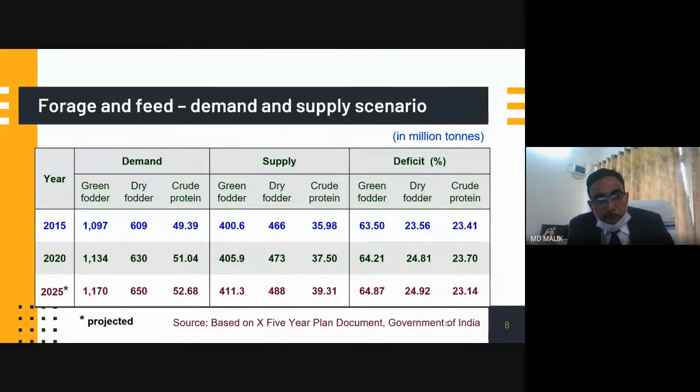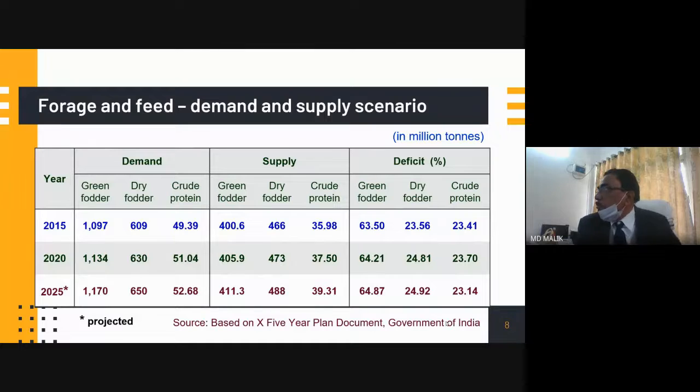For example, in our Birsa Agriculture University campus, our requirement is nearly 25 quintal of green fodder per day for our dairy farms, and we have reached 16 to 18 quintal through NAHEP, but very shortly we will meet the demand. So we have to think about which type of green fodder, and how to get higher crude protein that way. In 2020, there is an increase, it is 1134.